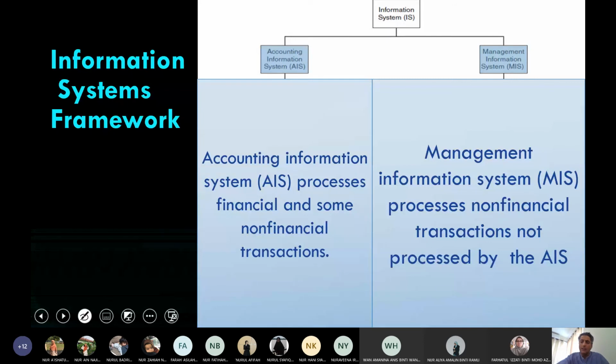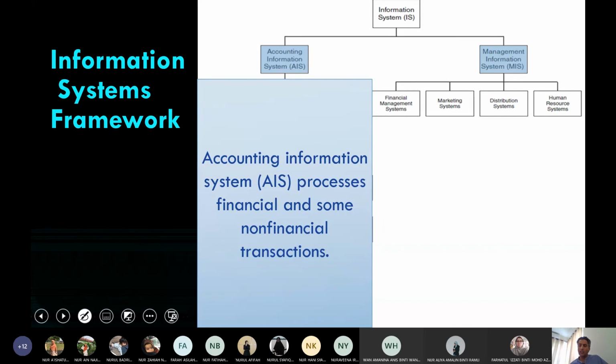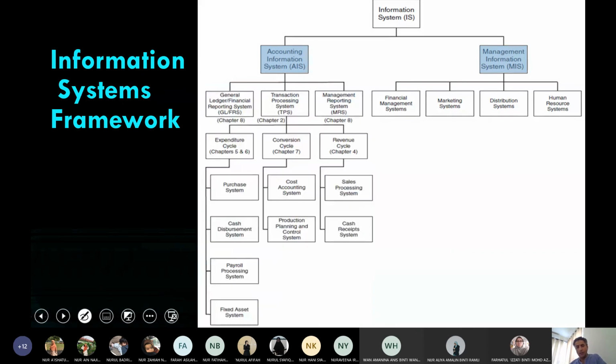Both systems are handling and processing the business process. One is mainly for the accounting and financial information, whereas the MIS is mainly for non-financial transactions. Examples under the MIS are the marketing system, distribution system, warehousing system, and human resource system.